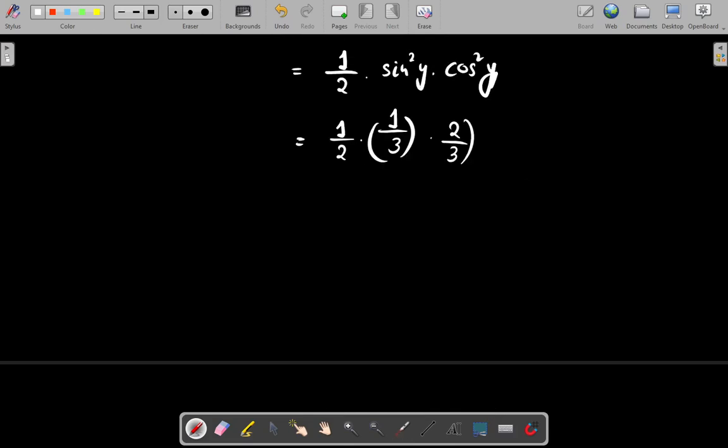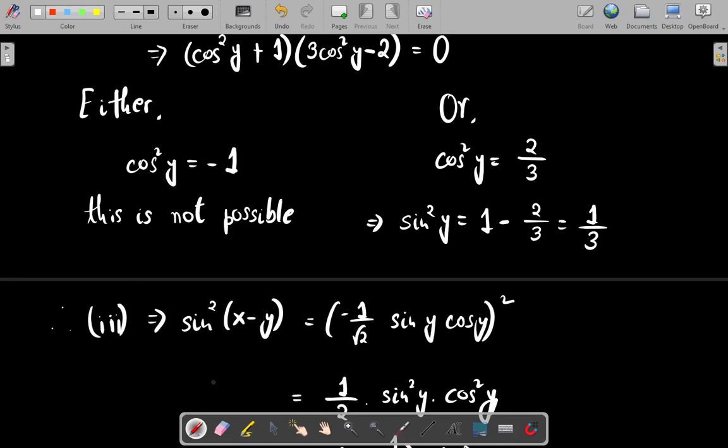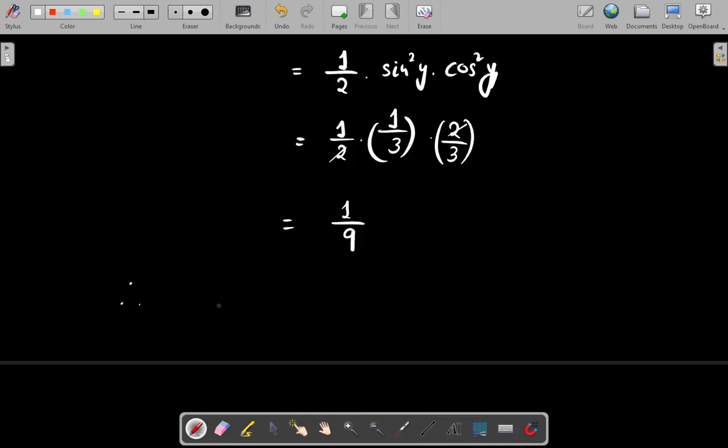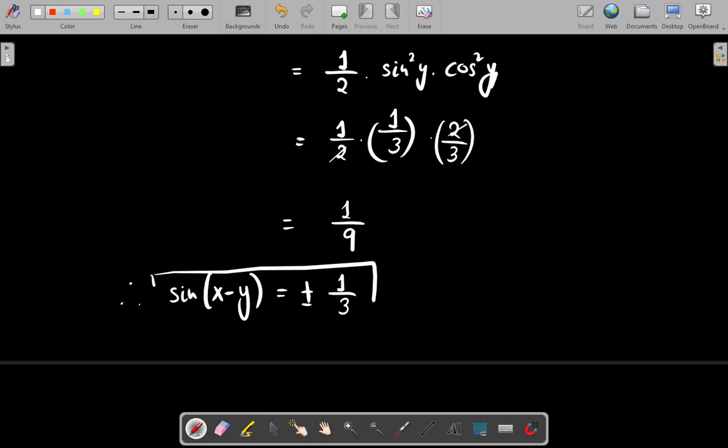So the final answer, this 2 and this 2 cancel each other, so we are left with 1 upon 9, right? So this was the square of sin of x minus y, right? This was sin square of x minus y. We were required to find the value of sin of x minus y. So this is nothing but the square root of 1 upon 9, which is plus minus 1 upon 3. Okay, so this is your required final answer, the value of sin of x minus y.